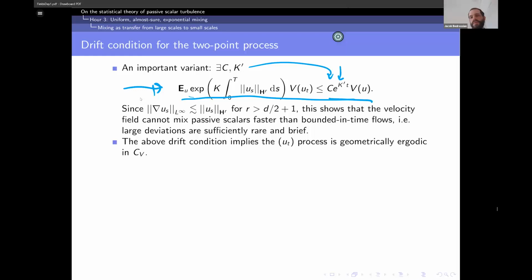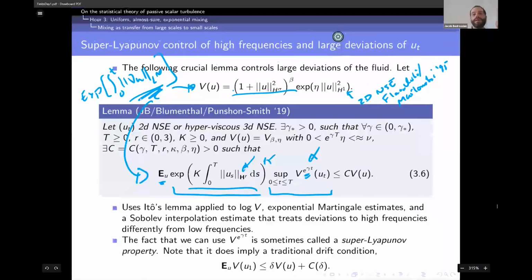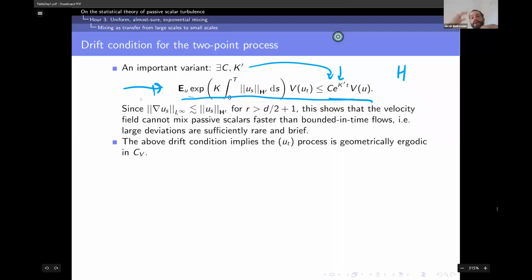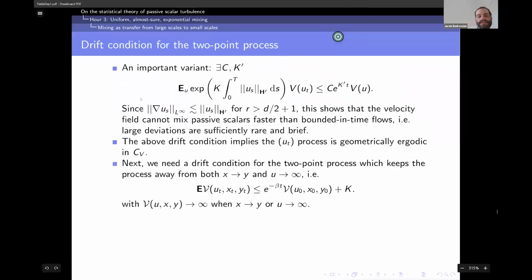So together with the strong Feller property and things like that, one can prove then that the u_t process is geometrically ergodic. So at least the u_t process is geometrically ergodic just using V, and geometrically ergodic in our phase space bold H, so in a high regularity class in particular. Okay, so that is a small piece of what we need. So the next thing that we need is to build a drift condition that controls the particles. So we know when the velocity field becomes very large, it will come back exponentially fast, and faster than exponentially fast. It'll come back really fast.